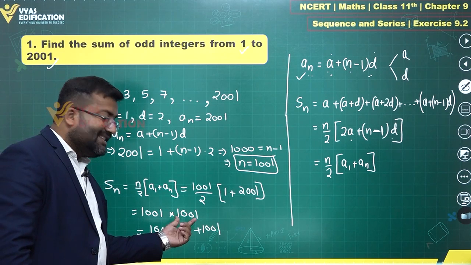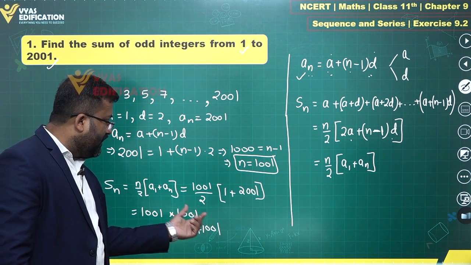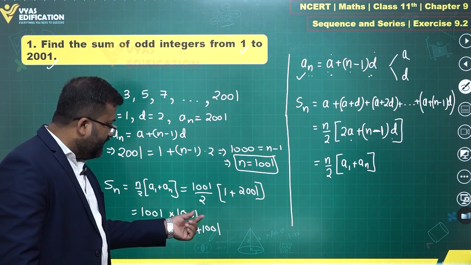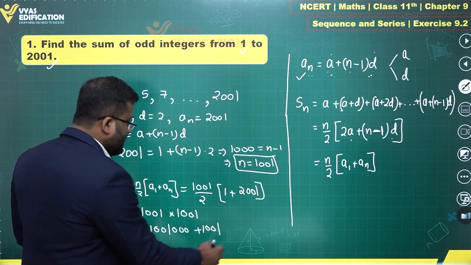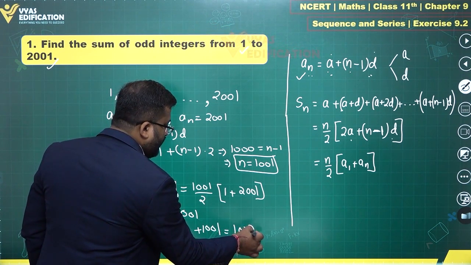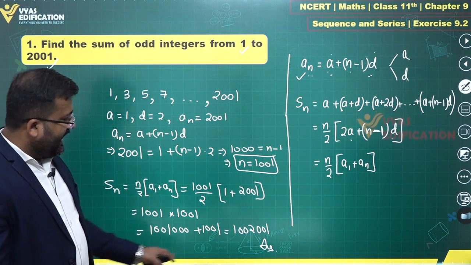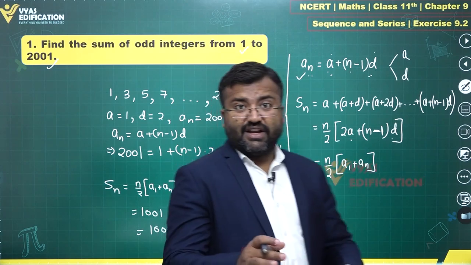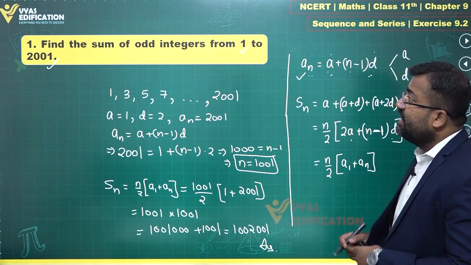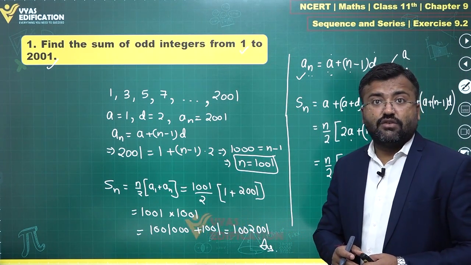What I've done is I've written this 1001 as 1000 plus 1, multiply this with 1000 and multiply that with 1 over here. So that gives me 1002001. That is my required answer for this question, as you can see over here. This is the final answer for this question.